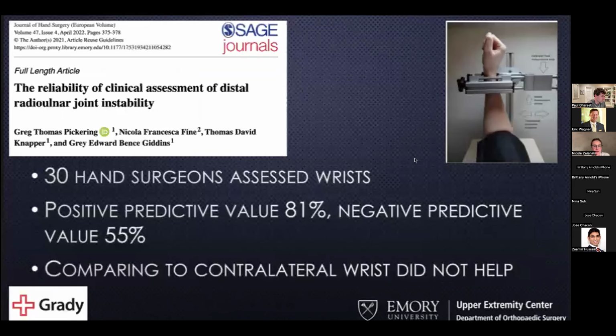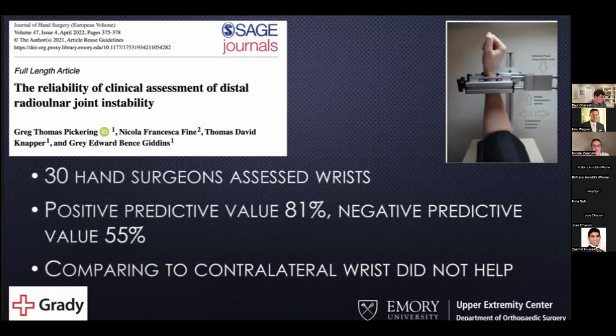I think that what's also really interesting to note is that the reliability of assessment of DRUJ instability is actually really terrible. So this whole group, I think out of the UK, this is what they've been studying over the last 10 years or so. And they studied 30 hand surgeons, fellowship trained hand surgeons, and they had them assess wrists that were found to be unstable using this jig that they have developed that tests DRUJ translation.